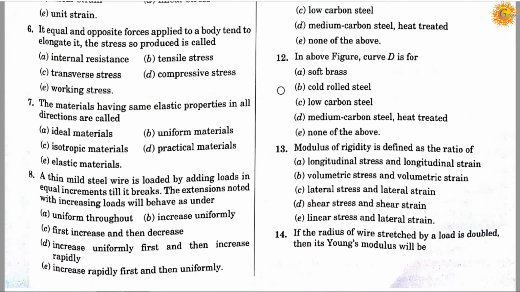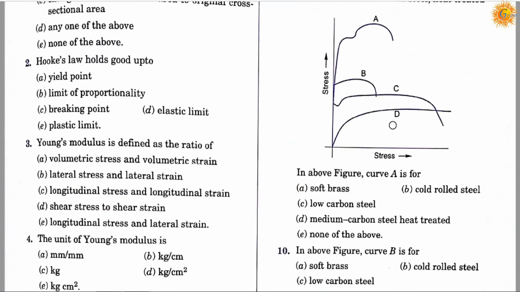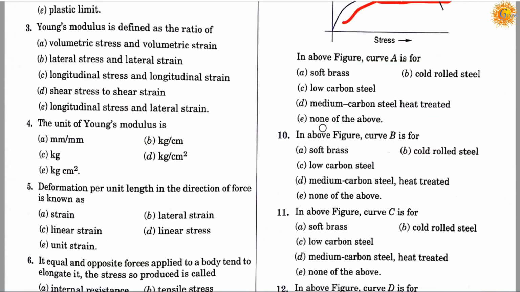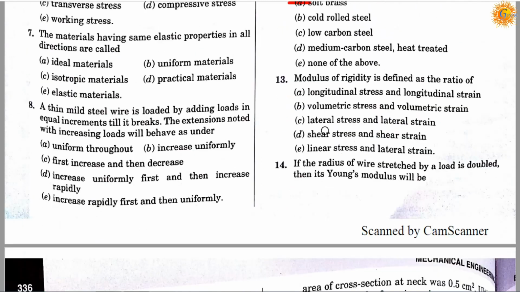Okay. Question number 12. In the above figure, curve D is for: option A, soft brass; option B, cold rolled steel; option C, low carbon steel; option D, medium carbon steel heat treated; and option E, none of the above. So correct answer is A, curve D is for the soft brass. Curve D, this one, belongs to soft brass. Okay. Question number 13.